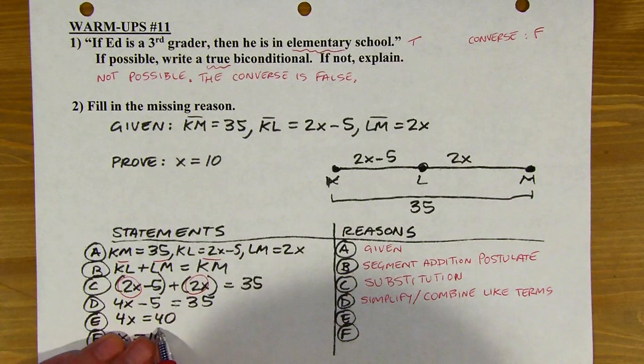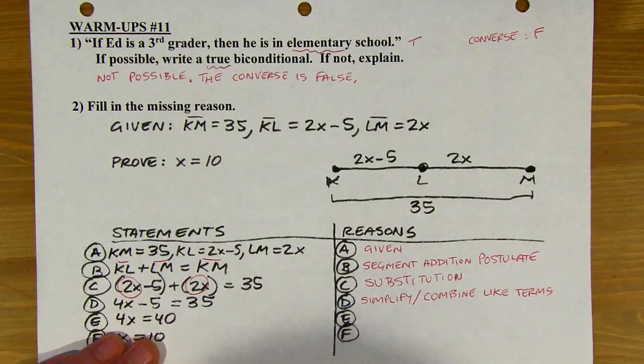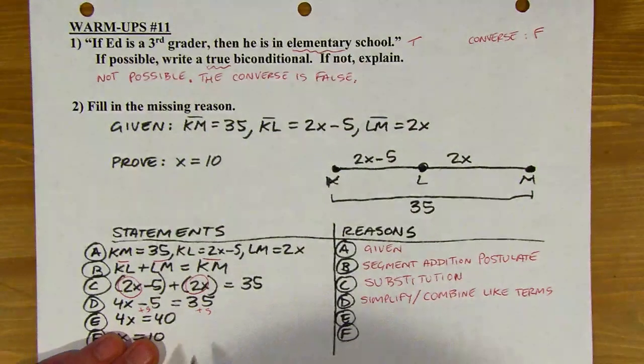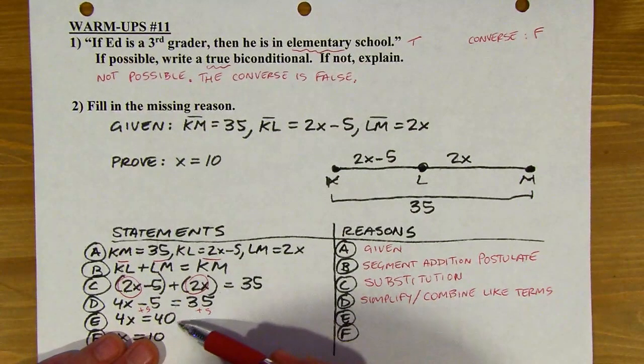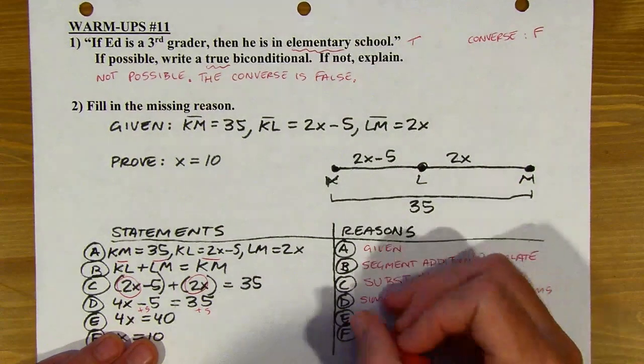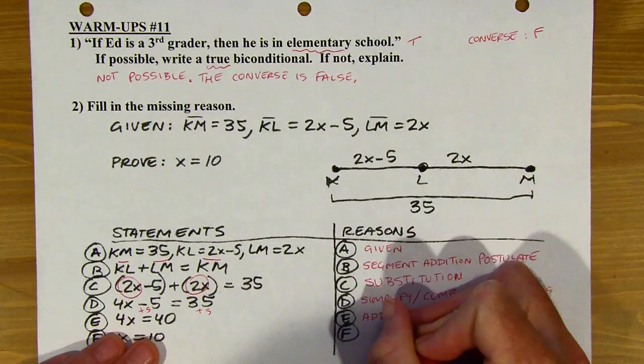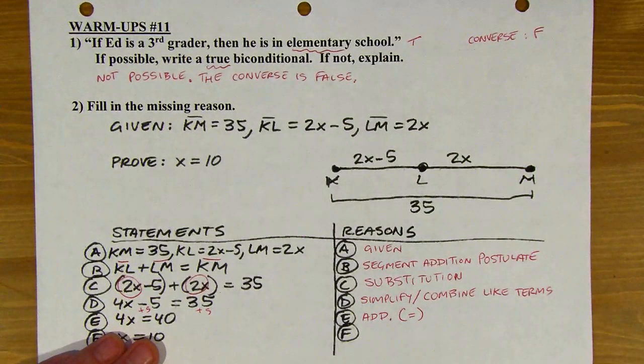And then let's see, now we're at step D. So how can we get here? Well, you'd add 5 to both sides, right? I don't care if you write the little +5 on both sides, but I'm just trying to illustrate how we get from this step to that step. We're adding the same thing to both sides, so this is the addition property of equality. I'm abbreviating there a bit, okay?